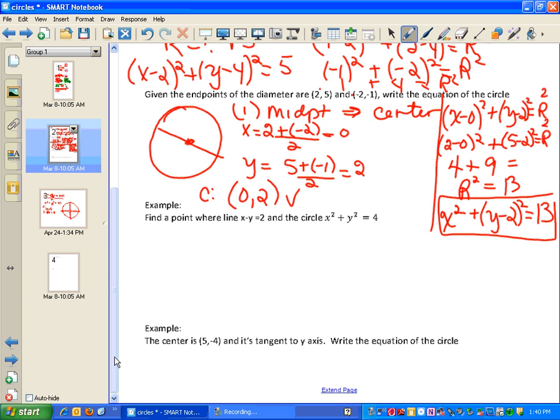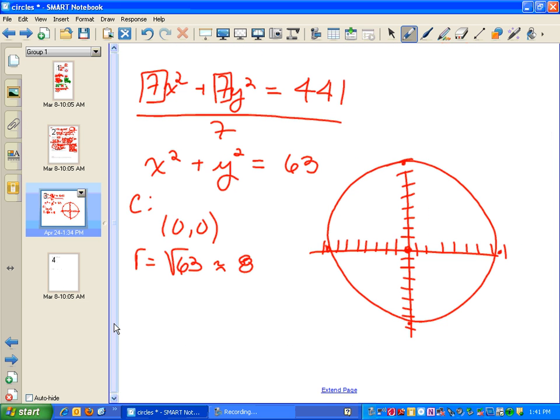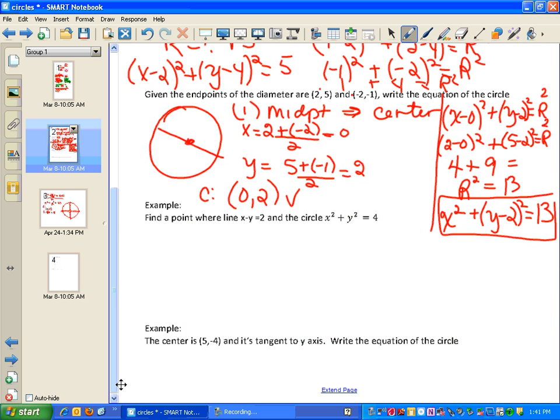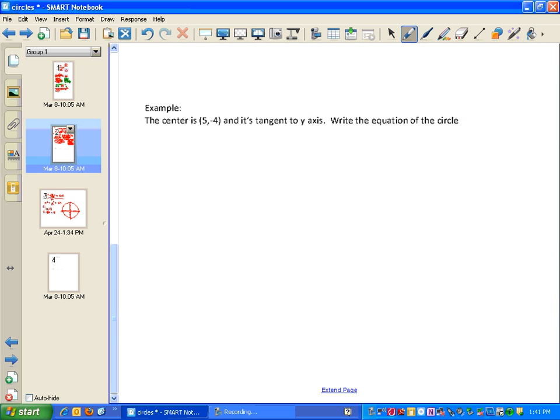Okay, find a point where x minus 2, y equals 2, and the circle x squared plus y squared equals... point. You don't have that one? Okay, then skip it. Oh, you do have this. What the heck? You have this one? Okay. 1, 2, 3, 4, 5. 1, 2, 3, 4.